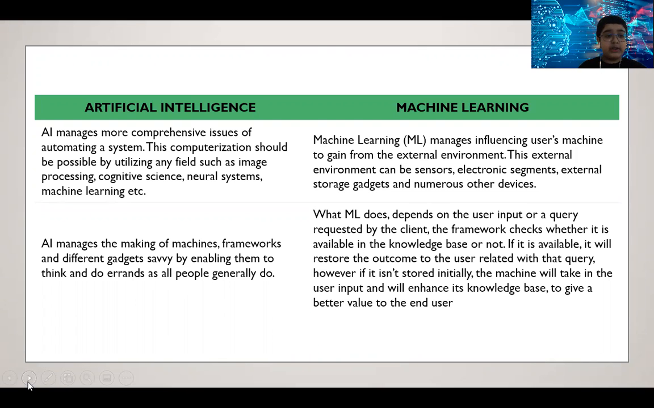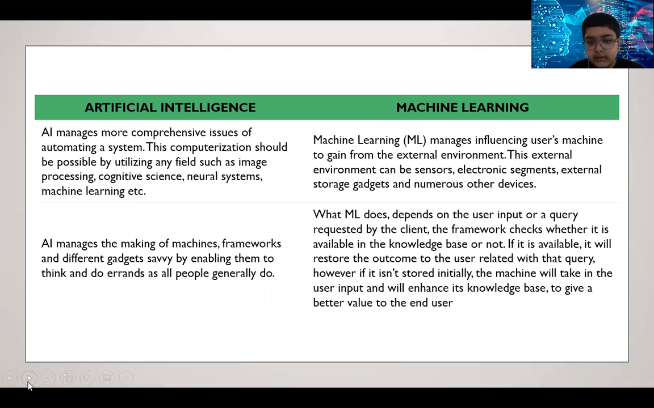Artificial intelligence and machine learning. Artificial intelligence. AI manages more comprehensive issues of automating a system. This computerization should be possible by utilizing any field such as image processing, cognitive science, neural systems, machine learning, etc. Machine learning, ML, manages influencing users' machine to gain from the external environment. This external environment can be sensors, electronic segments, external storage gadgets, and numerous other devices.